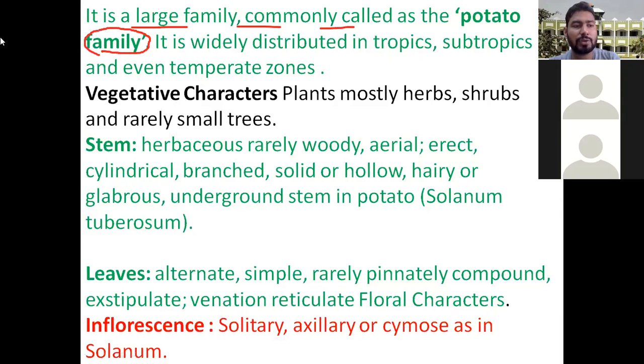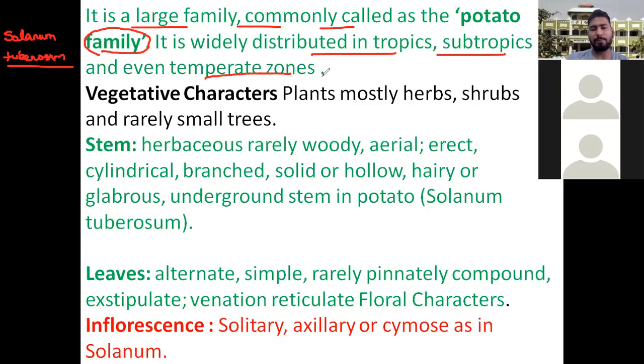You have to learn Solanaceae because the potato scientific name is Solanum tuberosum. Solanum tuberosum. Clear? And the king of vegetables is known as the potato. Clear? So potato family, this Solanum tuberosum, also known as the potato family. It is widely distributed in tropics, subtropics, and even temperate zone also. Clear? Everywhere it is present. Tropical region, subtropical region, and temperate zone also found.